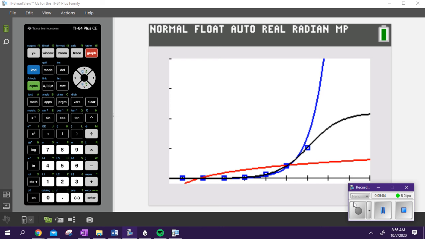Good. So again, she said the black one looks like there's a limit. Logistic model means there's a carrying capacity where at some point you're going to flatten out. Why doesn't that make sense here?